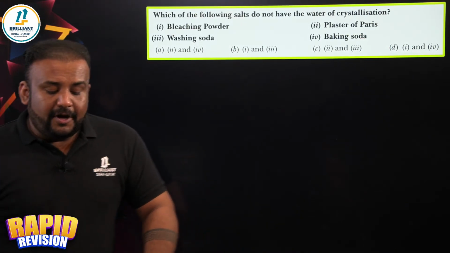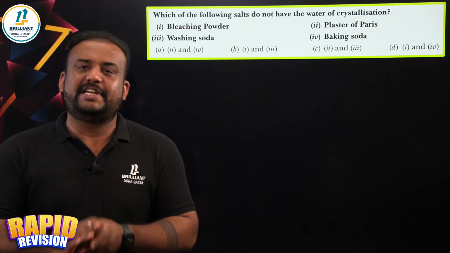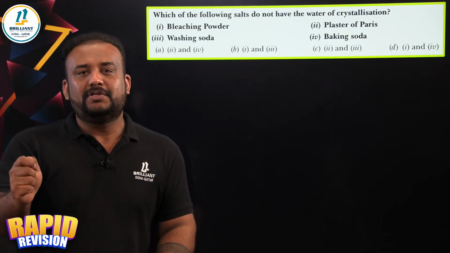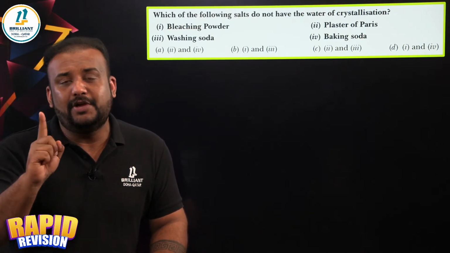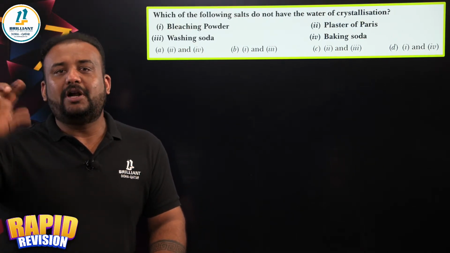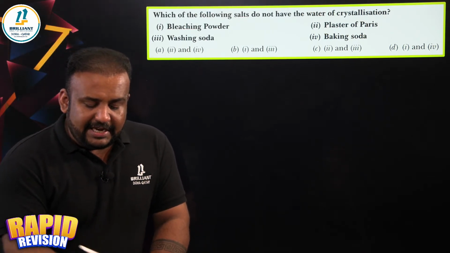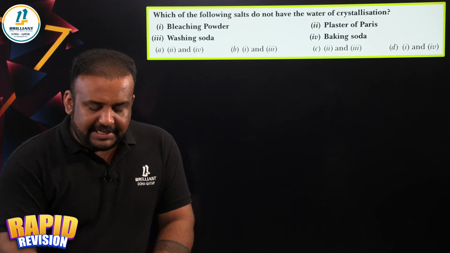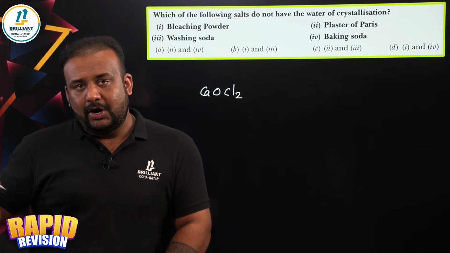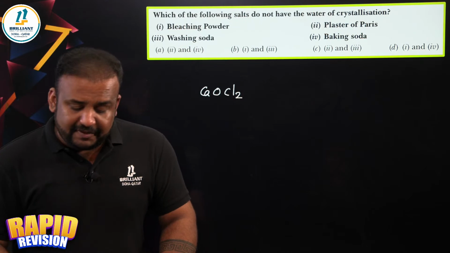Okay, good. Which of the following salts do not have water of crystallization? Very important concept in the acids, bases, salts chapter. What is water of crystallization? The fixed number of water molecules which are present in one formula unit of a salt. In one single formula unit of a salt, how many water molecules are there in the crystal? That's called water of crystallization. Let's look at the compounds given here. First one, bleaching powder. What is the formula of bleaching powder? Calcium hypochlorite or calcium oxychloride. That is called bleaching powder. It does not have water of crystallization.